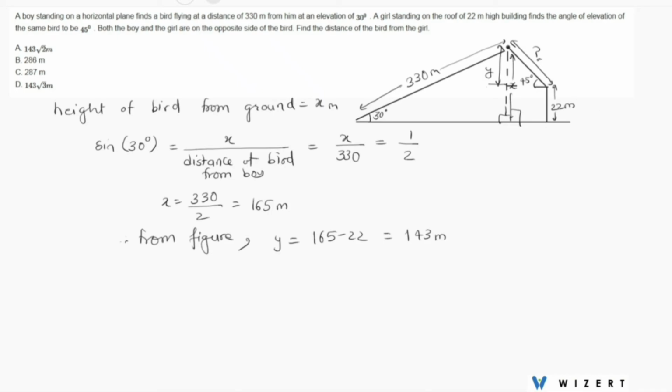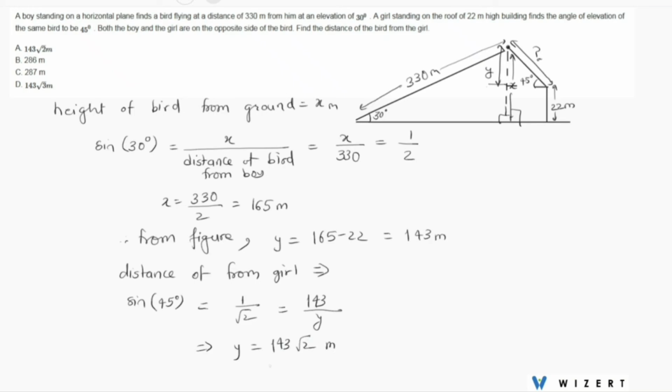Now with this value we can easily find the hypotenuse, that is the distance of the bird from the girl. We know sine 45 degrees is equal to 1 by root 2, and that should be equal to opposite upon hypotenuse, that is, sorry, not y divided by, 143 divided by the distance. Not y equal to, y is equal to 143, right?